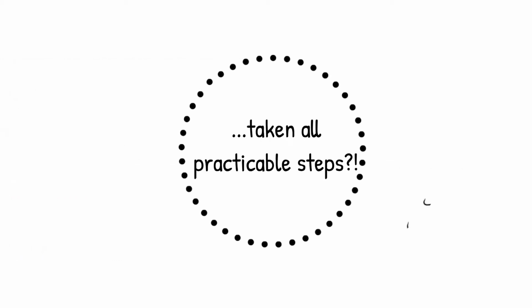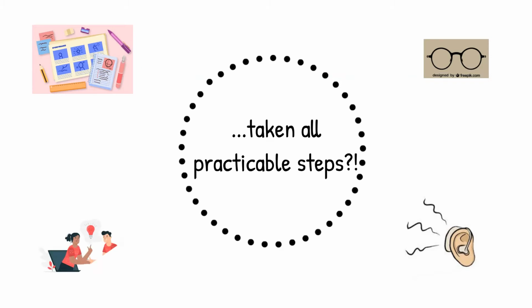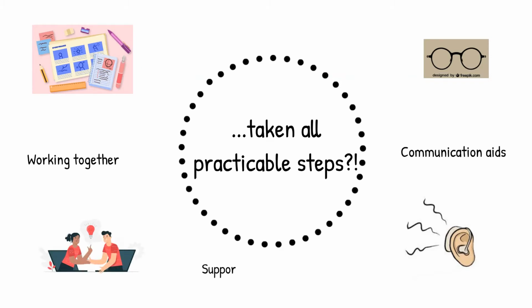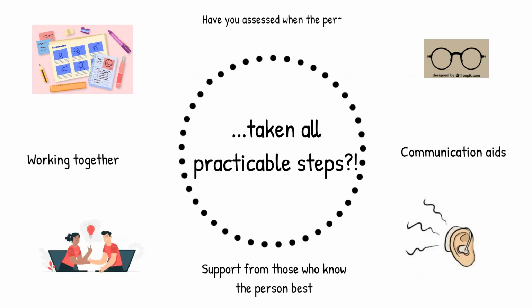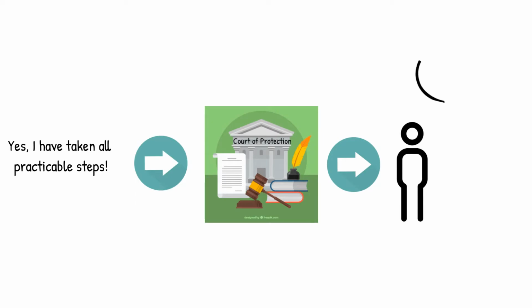But before we would approach the Court of Protection for assistance, we would need to have made sure we tried everything else first. Just some examples are ensuring we've used suitable communication aids, that those who know the individual best are involved if that's appropriate, and that we've worked jointly with other professionals. If we've tried everything and still require assistance, then the Court of Protection would look to determine capacity and may do this by appointing an independent assessor.